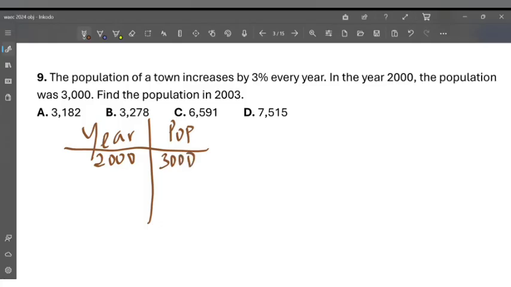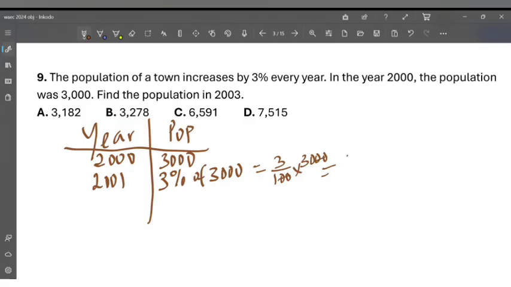So by the next year, 2001, the population has increased by 3%. What is 3% increase of the 3,000 persons we had before? That's the same thing as 3 over 100 times 3,000. That will tell us the number of persons that 3% increase represents. When you cancel the zeros, you are left with 3 times 30, which is 90 persons. So we have 90 persons extra in the year 2001. So the total persons in 2001 is these 90 persons plus the 3,000 persons that were there before. So we have 3,090 persons in 2001.